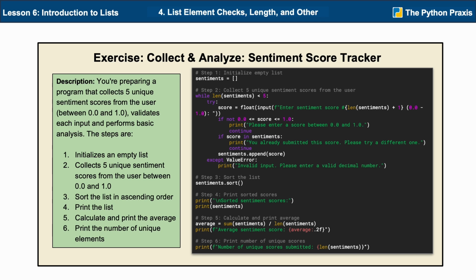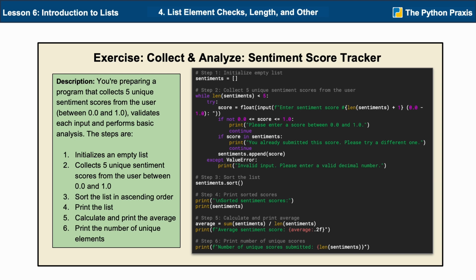In the next lines, we check if the score is actually within our expected range, between 0 and 1. If not, we let the user know and use continue to go back to the top of the loop. After that, we check for uniqueness in user's input. This step checks if the score has already been entered.